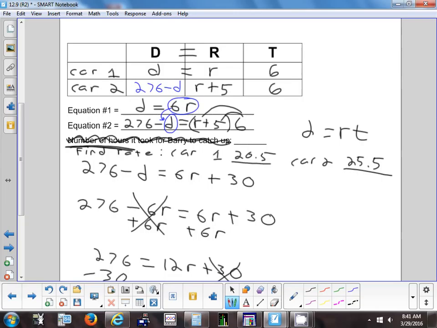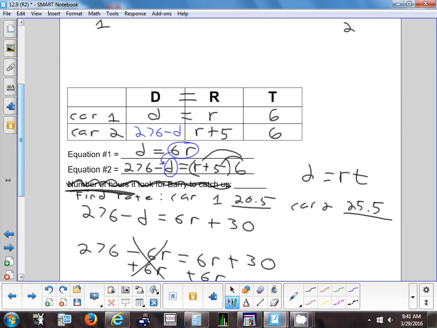Okay. That was a little tricky, but still the same idea. You're always going to have one equation where I guarantee you the variable is going to be by itself, and you just plug it into the other. You're not going to have to use elimination for any problems. Okay, any questions on that?